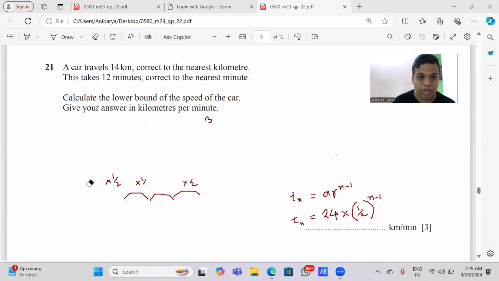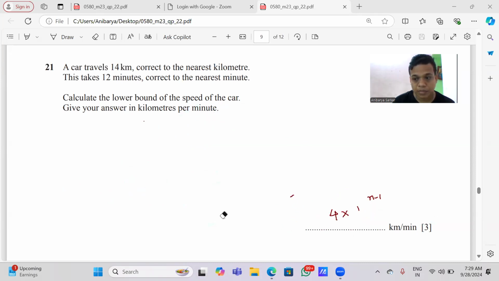Okay. Now next question. A car traveled 14 kilometers, correct to the nearest kilometer. It takes 12 minutes, correct to the nearest minute. Calculate the lower bound of the speed, and give your answer in kilometers per hour.